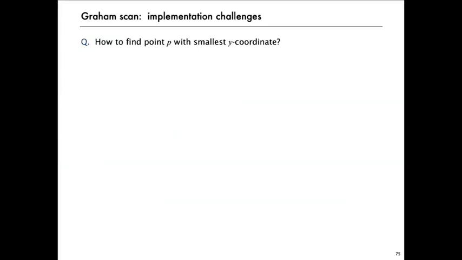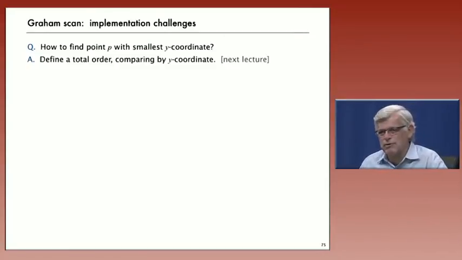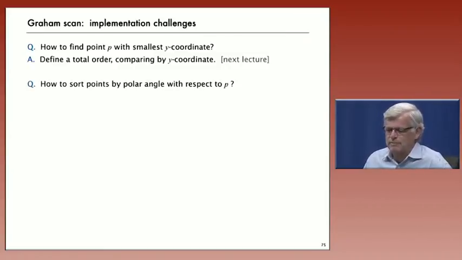Okay, so there are a number of implementation challenges for the Graham scan, and we're not going to go into detail on these because this is a lecture on sorting algorithms, not computational geometry. But it is indicative of how, even if we have a good sort, we might have to do some extra work to actually solve our problem in an application. So how do we find the point with the smallest y-coordinate? You could sort. You could define an order and compare the points by y-coordinate. So essentially sorting is the answer to that question.